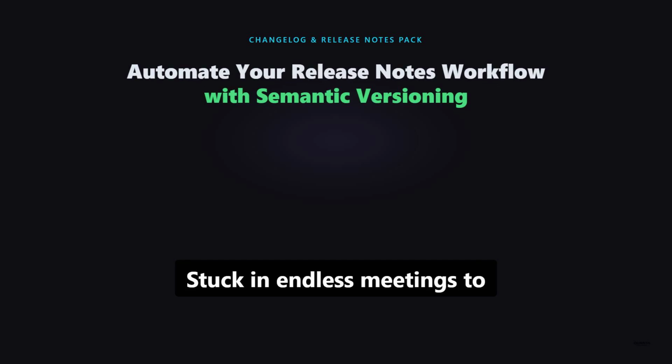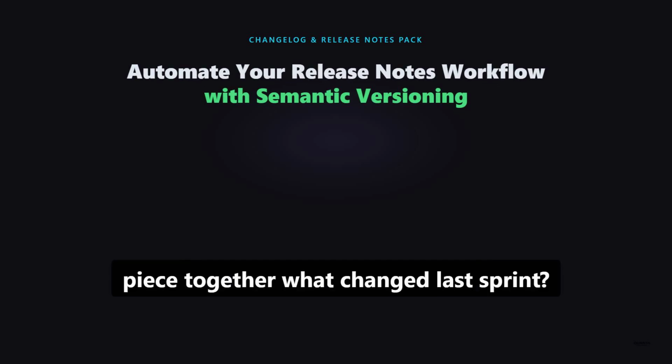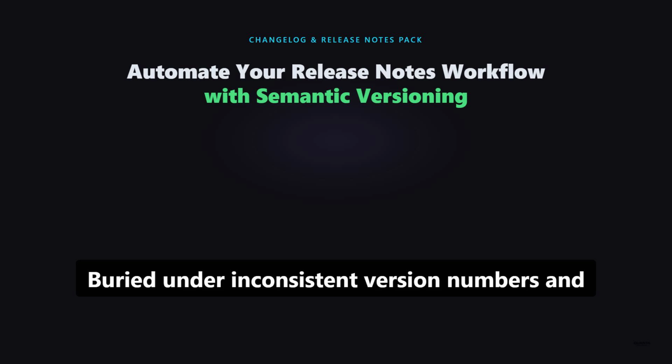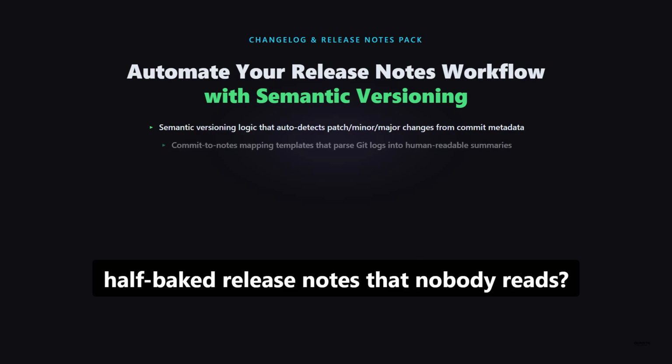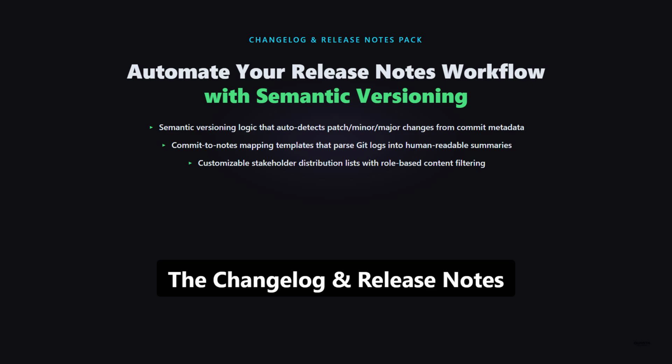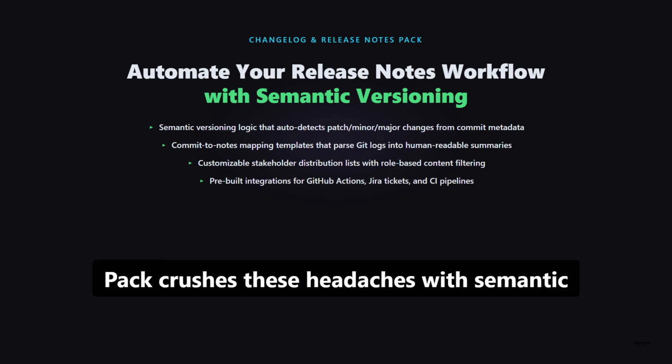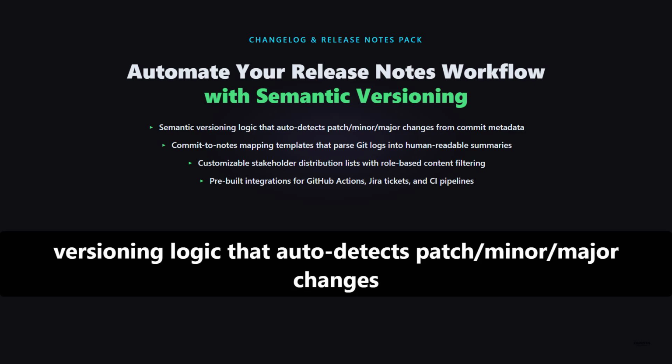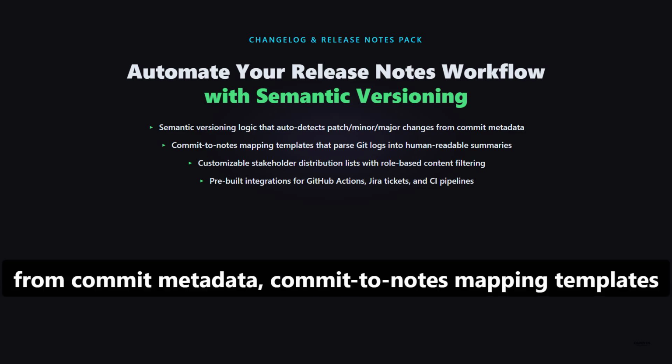Stuck in endless meetings to piece together what changed last sprint, buried under inconsistent version numbers and half-baked release notes that nobody reads? The changelog and release notes pack crushes these headaches with semantic versioning logic that auto-detects patch, minor, major changes from commit metadata.